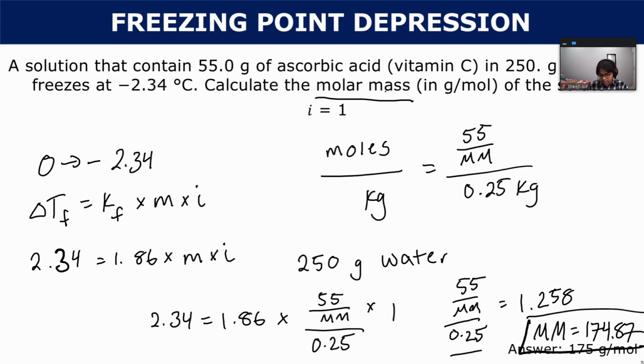Basically what you do here, you just multiply 0.25 times 1.258, and then you take the molar mass to the other side, and then divide 55 by 1.258 times 0.25. Just a bit of algebra, and you isolate M, and you get that the molar mass of ascorbic acid is 175 grams per mole. So the key takeaway here is really this equation. It tells you how the freezing point depression is connected to a constant of the solvent, the Van't Hoff factor, and the molality of the solution.